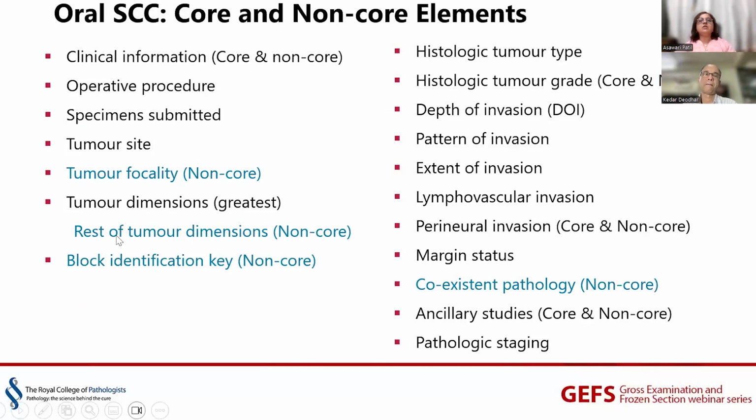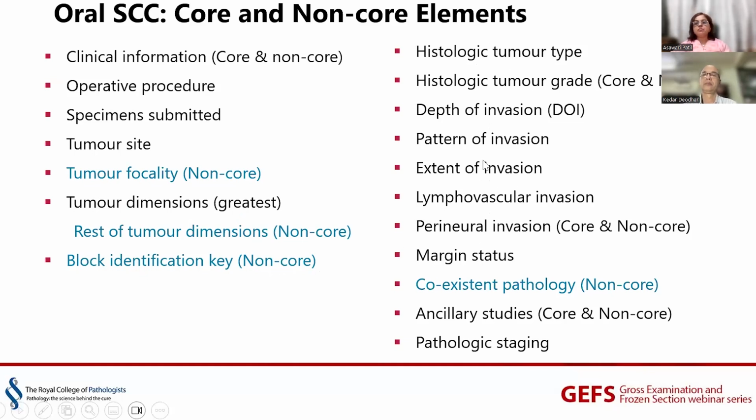So, what are the core and non-core elements in oral cancer? Those which are in black are all core elements. Clinical information, operative procedures, specimens submitted, tumor site, tumor dimensions. Now, greatest tumor dimension is a core element. Tumor focality, the rest of the two tumor dimensions, and block identification key are non-core elements.